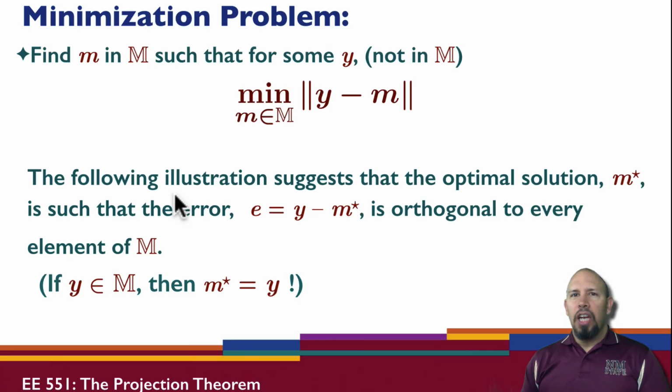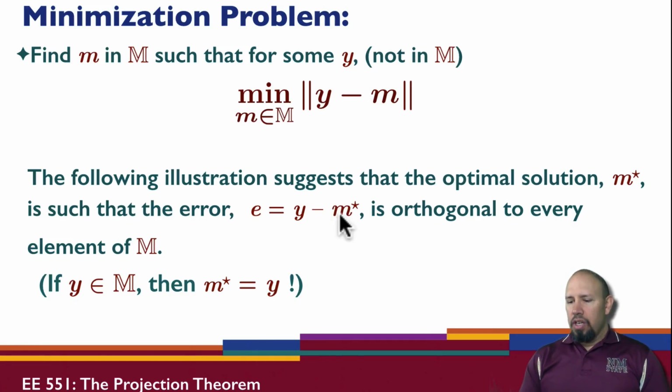So I'm going to show you a little illustration here that suggests the optimal solution M star is such that the error, that is the difference between y and M star, is orthogonal to every element of M. That is, if y were in the set M, then the optimal M star, our star player, would be just y. Okay, so this is trivial if y is in the set M. Where it's not trivial is when y is not in the set M.